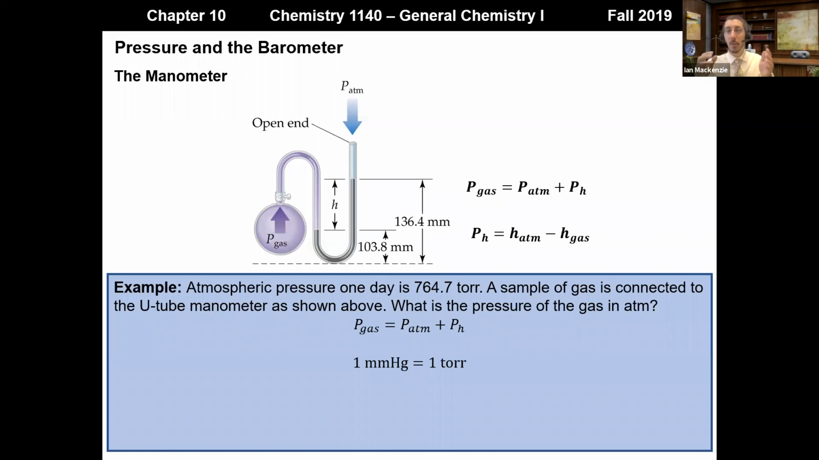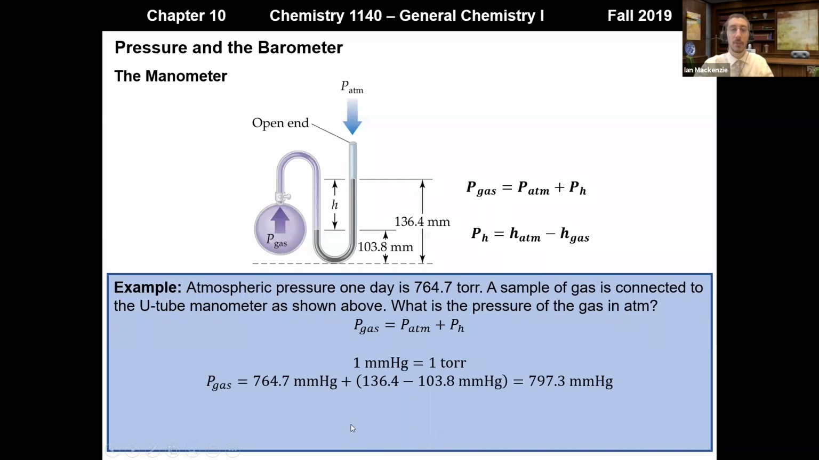Now, it turns out that 1 millimeter of mercury is equal to 1 torr. Like the millimeters of mercury and torr are equivalent. So in this case, it's all right. So what we do then is we'll calculate the difference in these heights. We'll take the atmospheric side, 136.4 minus 103.8. That will get us the pressure and height in terms of millimeters of mercury. And we can convert 764.7 torr to millimeters of mercury very simply.